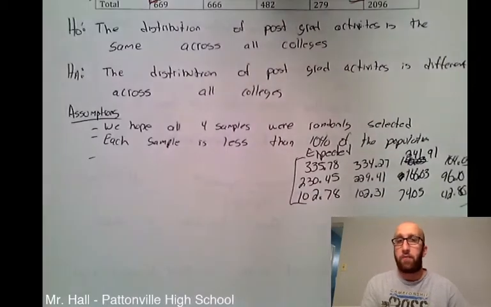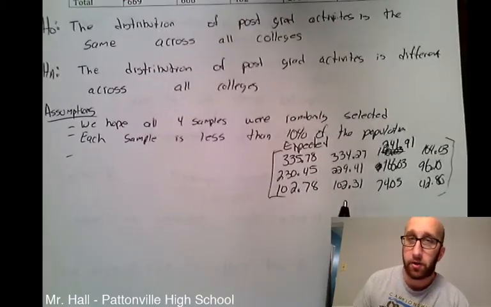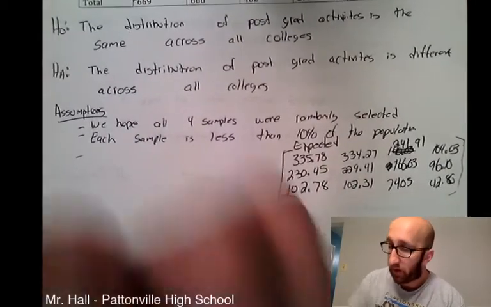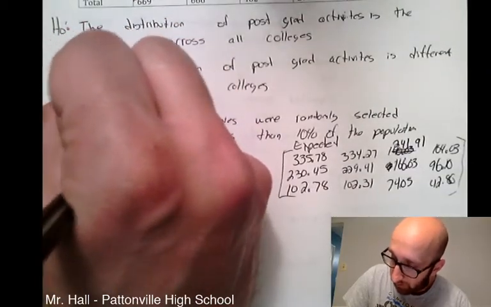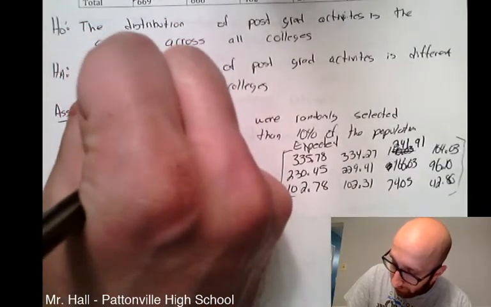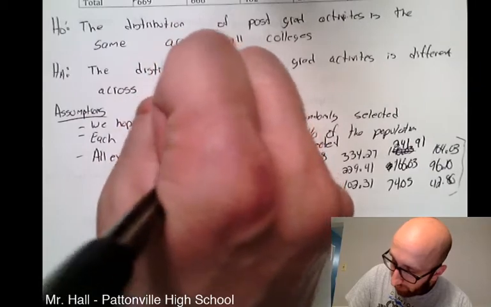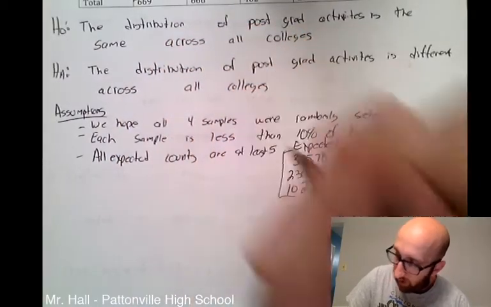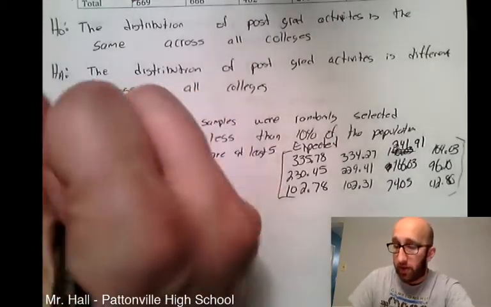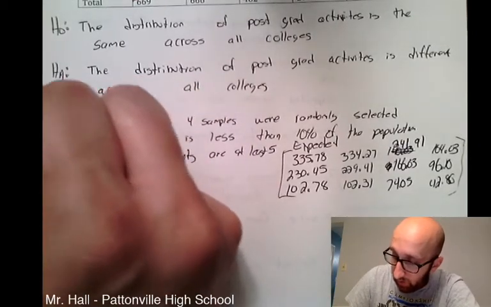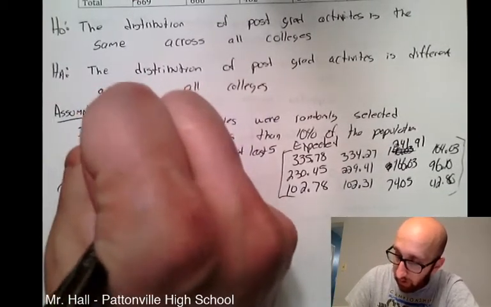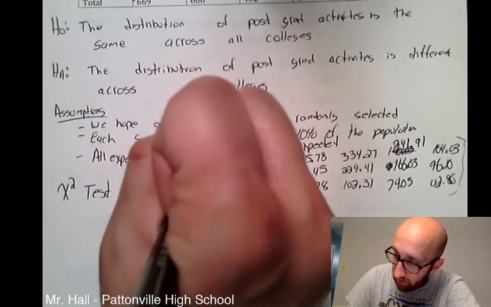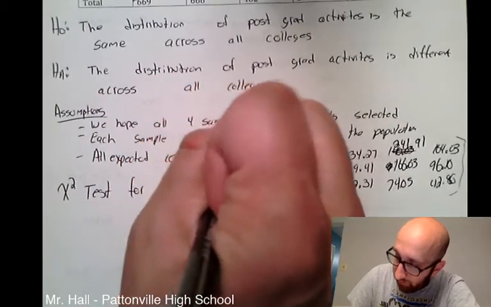So I have all my expected counts. We needed to make sure they were all at least 5, which they are. So all expected counts are at least 5. Because of this, we can now carry out the chi-squared test for homogeneity.